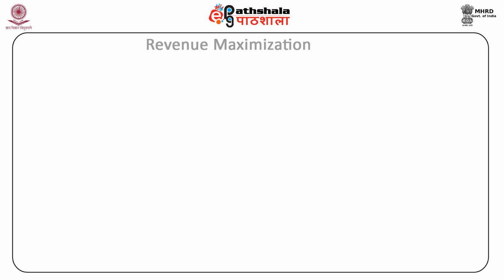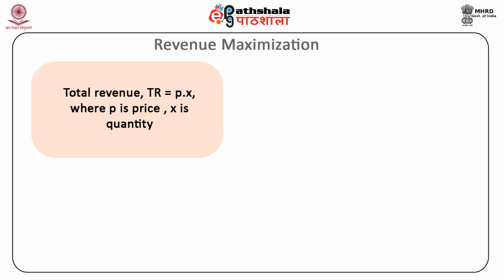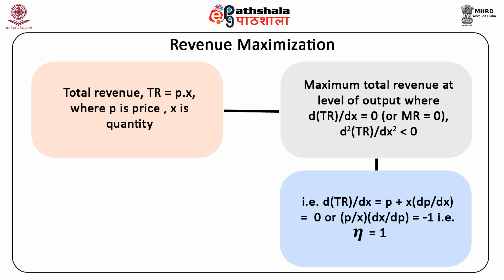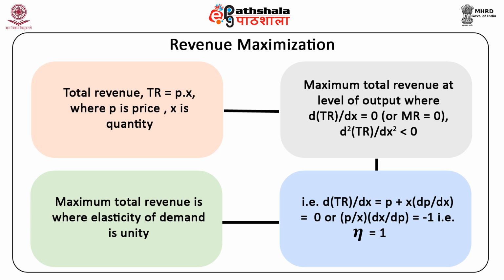To begin with, we have revenue maximization. Let the total revenue function be equal to P times X, where P is price and X is the quantity. Total revenue will be maximum at the level of output where dTR by dX is equal to 0, or MR equal to 0, and the double derivative of TR with respect to X is less than 0. The first order condition implies that dTR by dX is equal to P plus X dP by dX is equal to 0, or P by X into dX by dP is equal to minus 1, implying elasticity equal to 1. The maxima of total revenue occurs where elasticity of demand is unity.